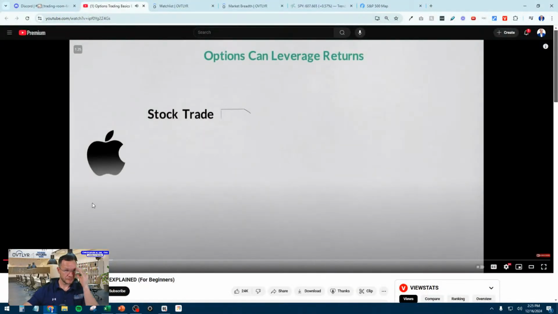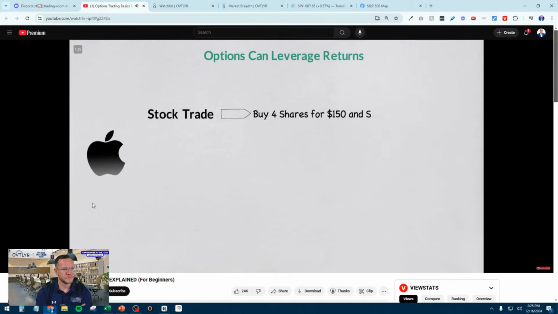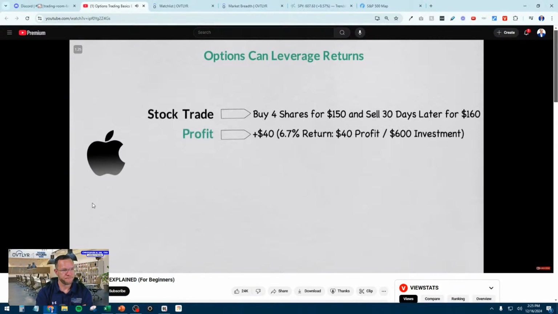So let's go ahead and compare a hypothetical stock trade and an option trade to illustrate this point. So let's say we buy 4 shares of a stock for $150 a share and sell them 30 days later for $160 a share. Now, of course, this is hypothetical, but the profit on that trade would be $40 since we bought 4 shares of stock and they increased by $10 per share. Now, a $40 profit on a $600 investment is a 6.7% return.